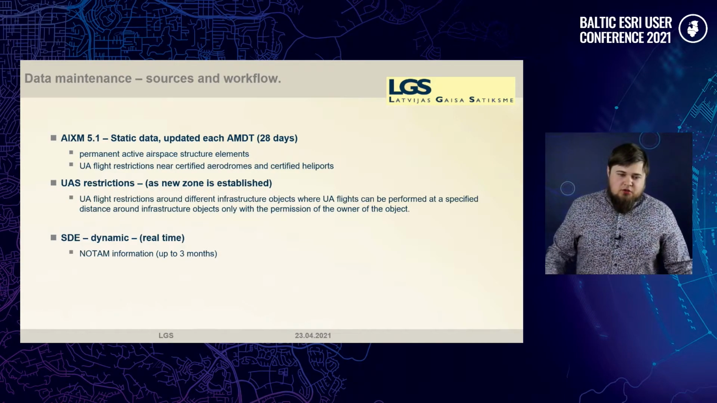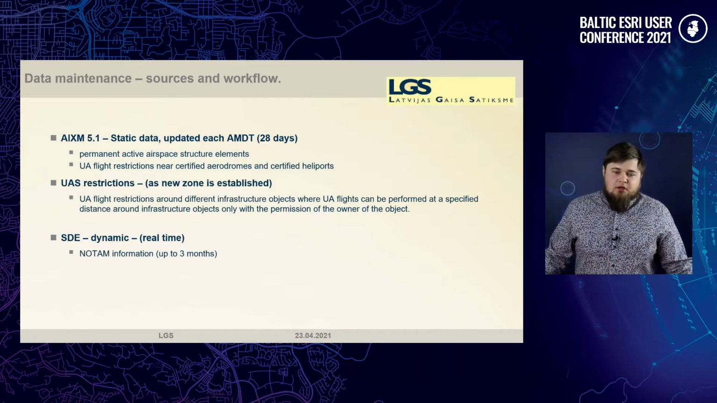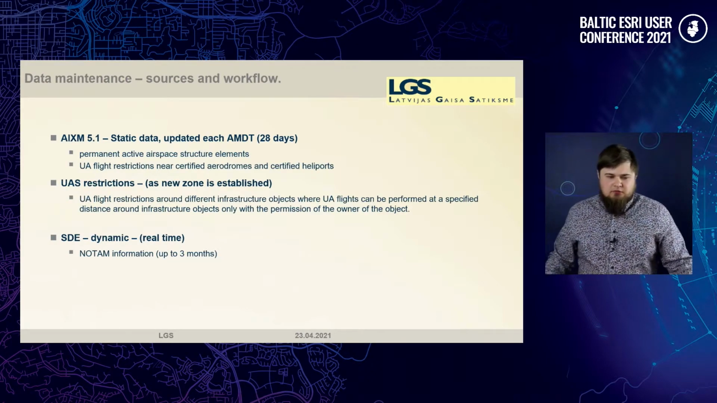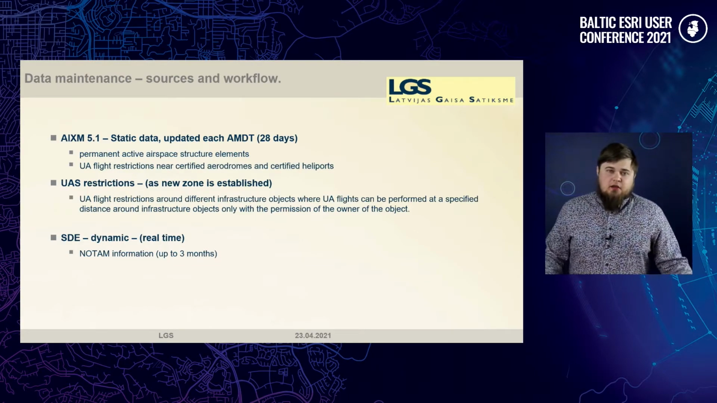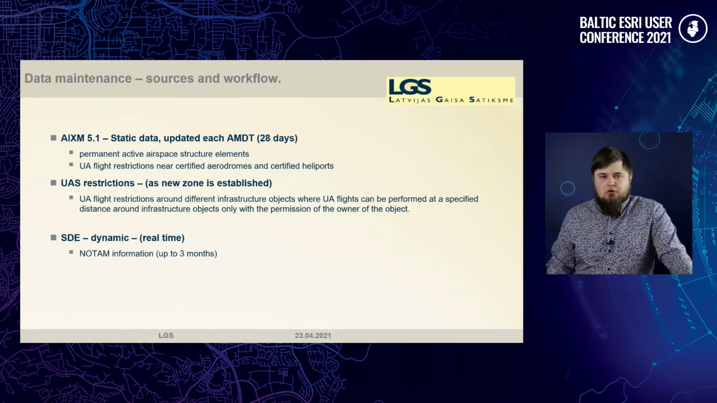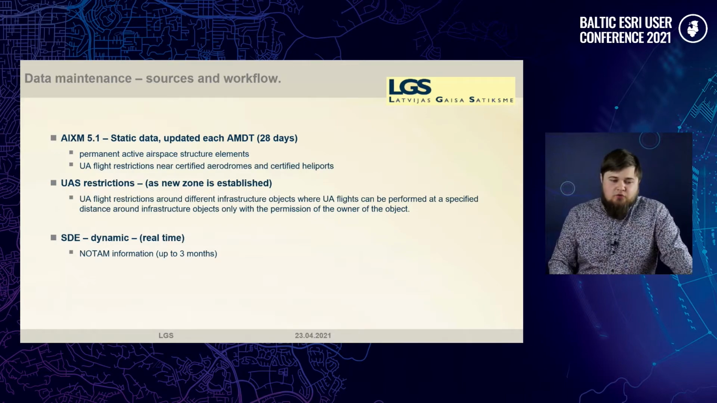Yes, but usually it can also update in 56 days or something like that, but it runs in cycles. The second source is US restrictions. At the moment, as you saw in some previous slides, there are 208 of these small restriction zones, and they will appear on this viewer when the CAA, the Civil Aviation Agency, gives permission to the owner of a building or some infrastructure object, and at that moment, this restriction will appear in the viewer.